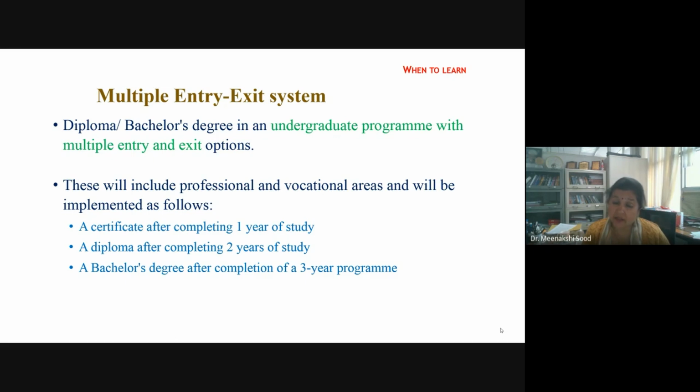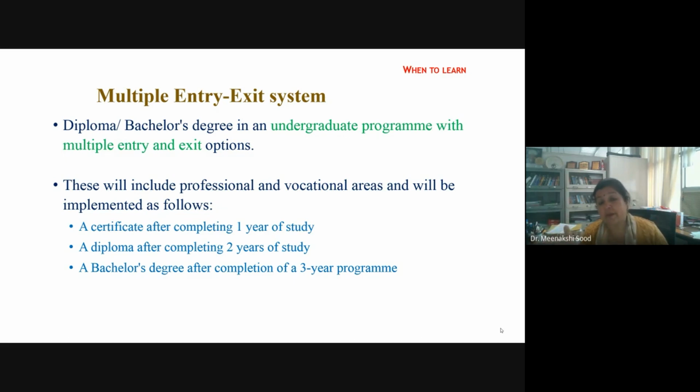And it's not that he can't go; he can go. But when he leaves after 1 year, after gaining a certain number of credits, then he will get a certificate, which will make him employable in the industry. So after 1 year, if he completes his credits, he can move out, he can earn, he can get a job, and then he can come back, right?